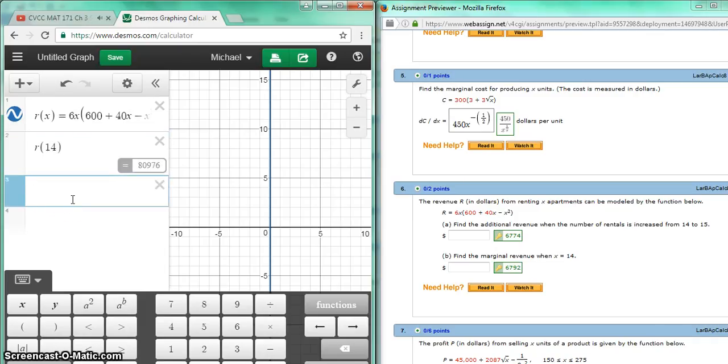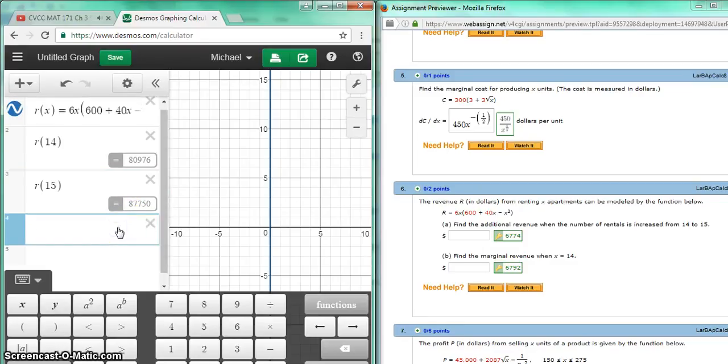If I evaluate it at 15, I get that value. So my difference is between my x values, the number of units I'm looking at. Number of rentals is my unit. The difference is that. So it goes from 80,976 to 87,750. If I actually subtract those numbers, that gives me the amount of additional revenue. So R15 minus R14, I get 6,774. That's the difference in the units.